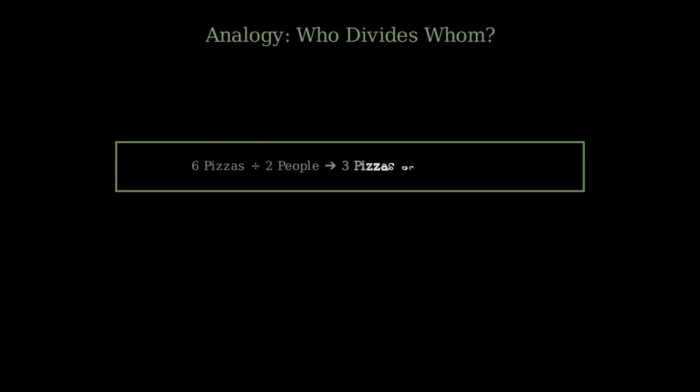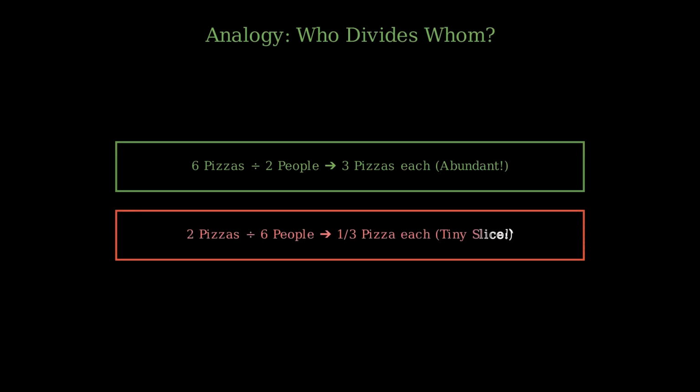Why is division not commutative? Imagine 6 pizzas shared among 2 people. Everyone gets 3 full pizzas. But if you switch the order, 2 pizzas shared among 6 people means everyone only gets a tiny fraction, 1/3 of a pizza. Who divides whom completely changes the result.